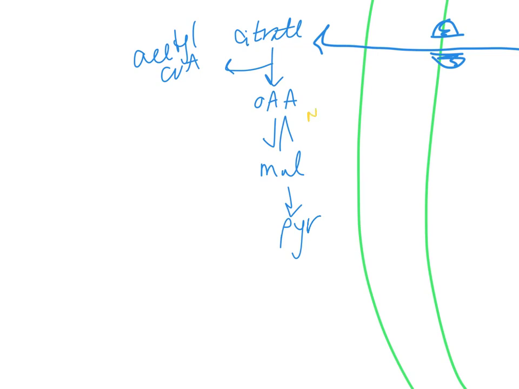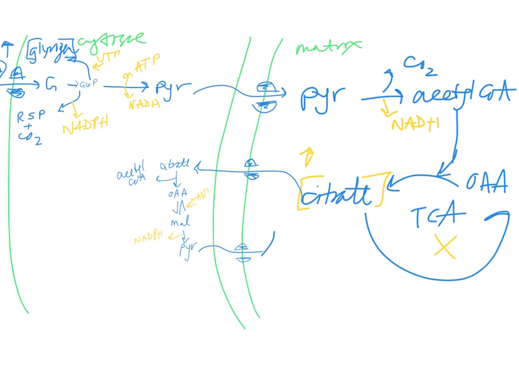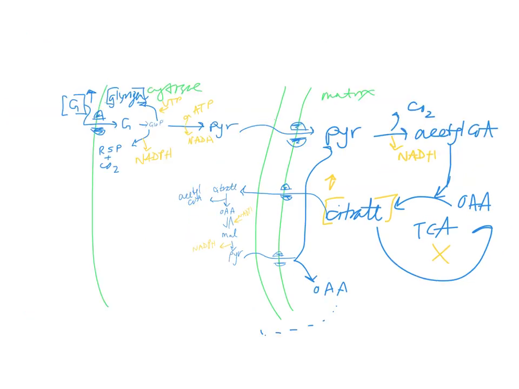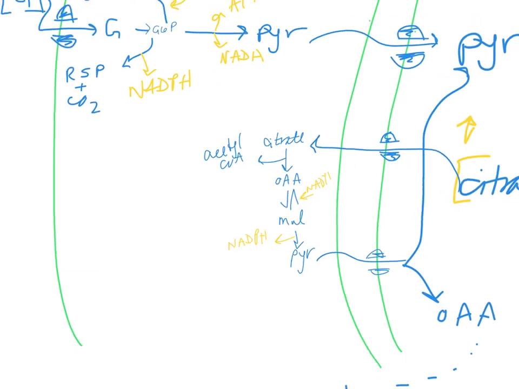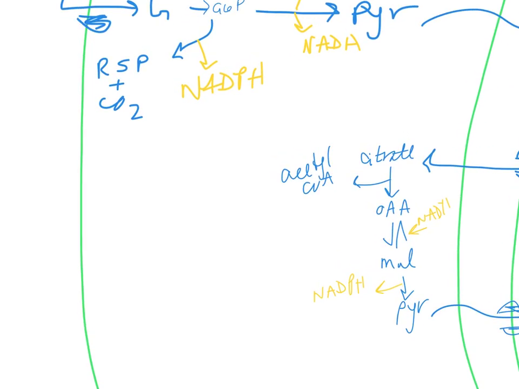And this takes in an NADH. And this spits out an NADPH. So we get some more materials for making a fat. And then, of course, that pyruvate can enter back in here, and it either goes here or it goes to OAA and then gluconeogenesis. Okay, now acetyl-CoA will be made into malonyl-CoA.